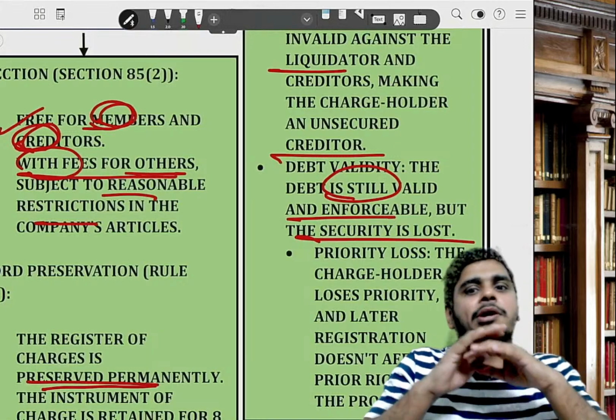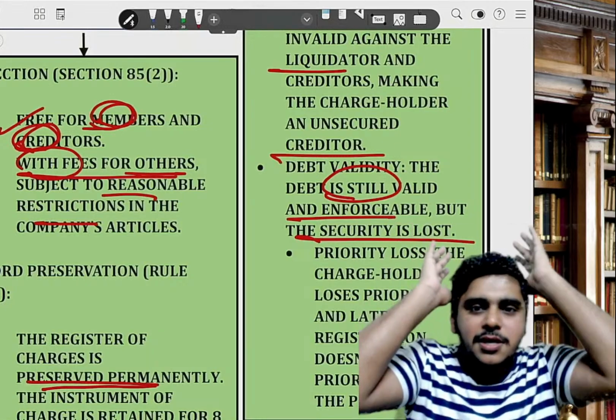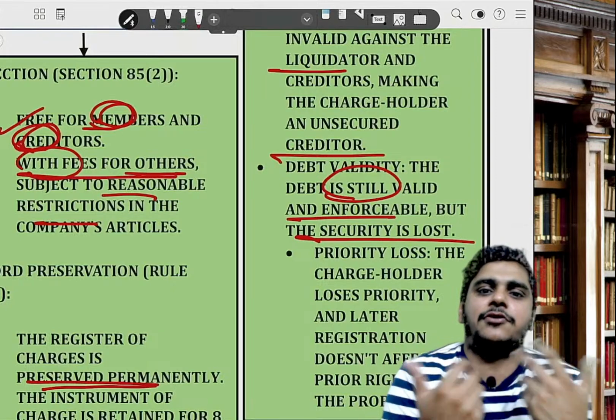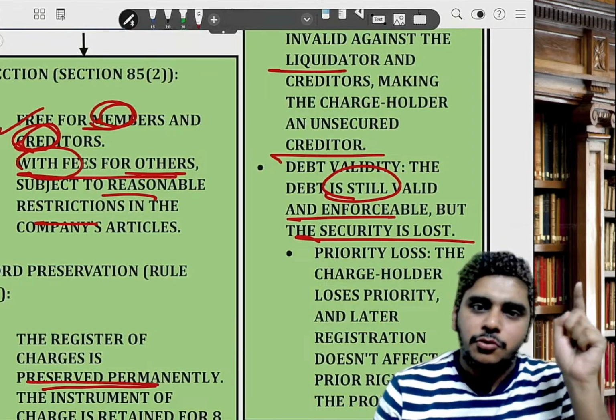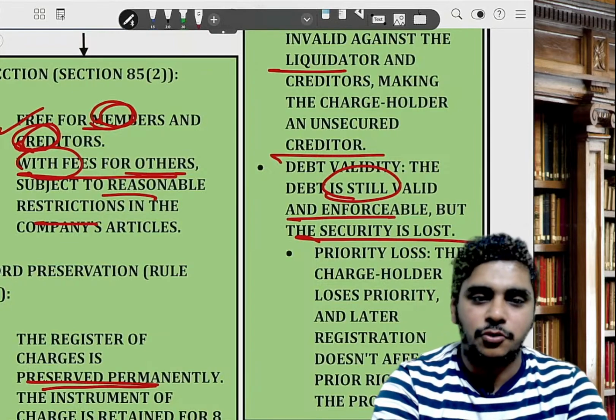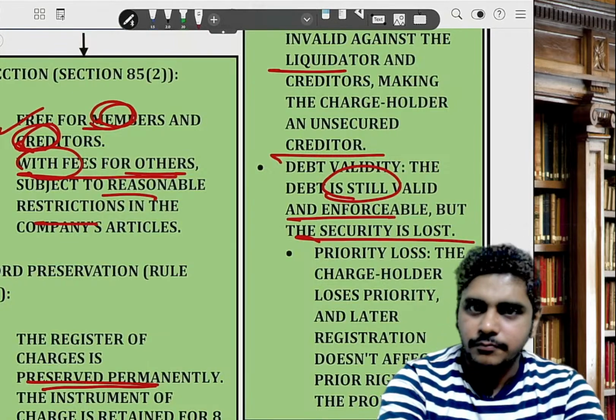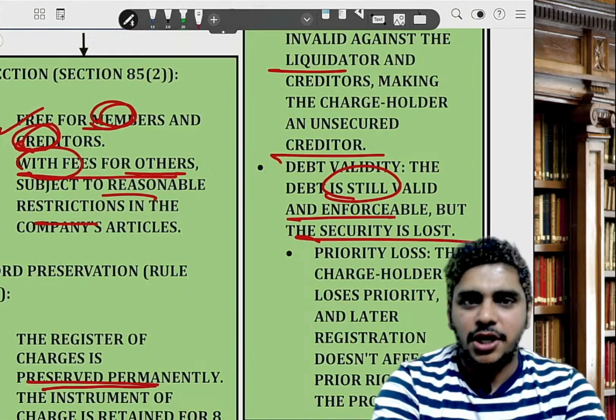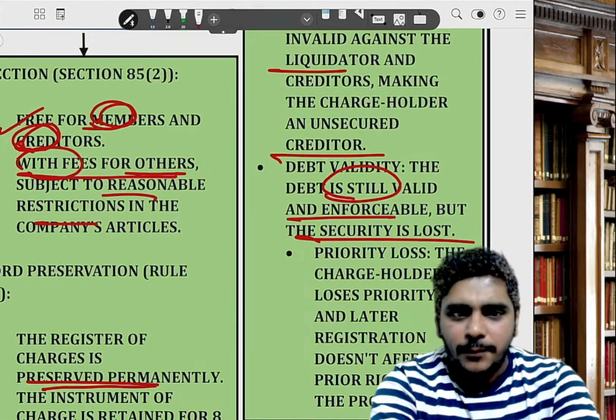But if the company is not going into liquidation, and is simply not paying the money, saying the charge is not registered, why should we give the money? You have to give the money. The loan is still valid. Understood? You still have to pay the money.